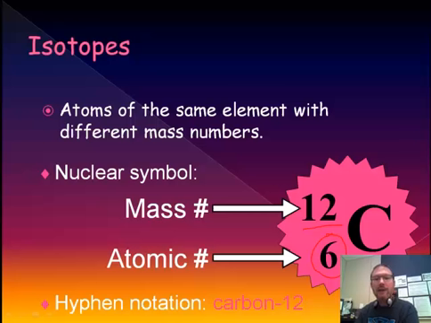Another way of saying it, instead of writing this out, would simply be to say carbon 12. Okay? And so you'll see something like this on the test. That's just that particular isotope.